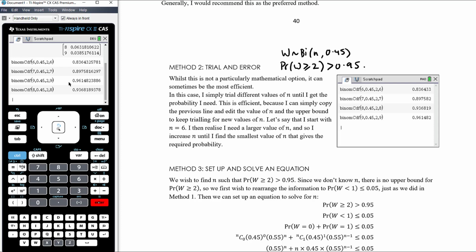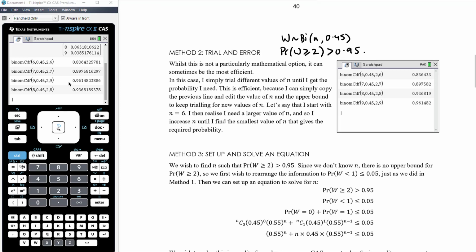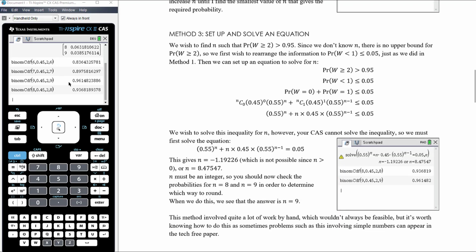And to be honest, that can be actually very efficient. Just trial and error. Take a guess. Do I need to make n bigger or smaller? Make it bigger, make it smaller until you get to the point that you want. And it really is quite an efficient method.